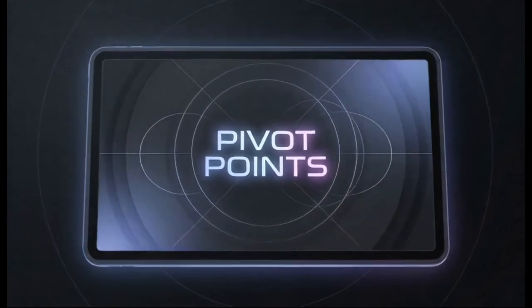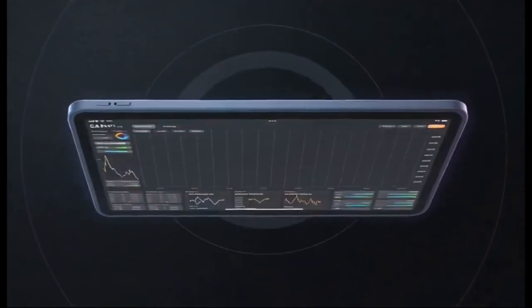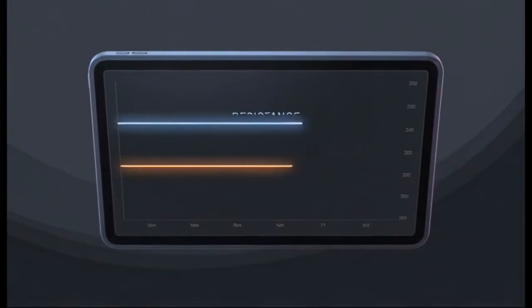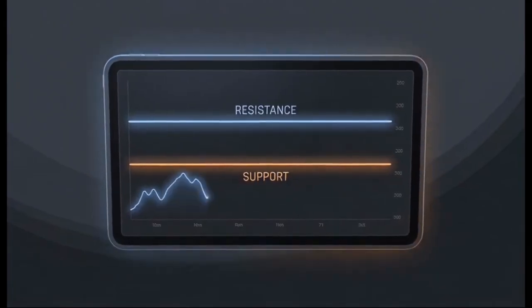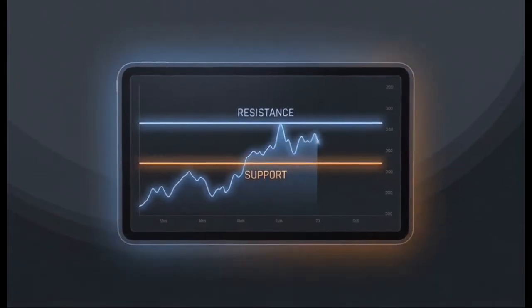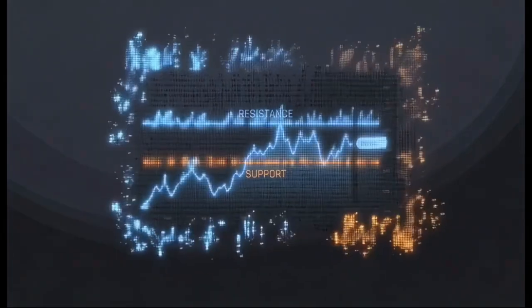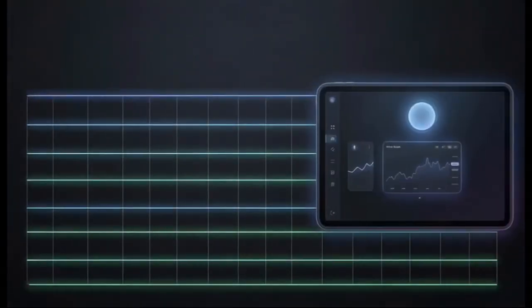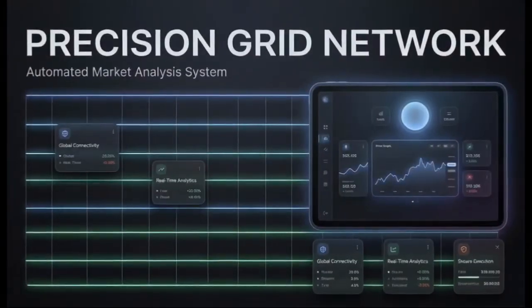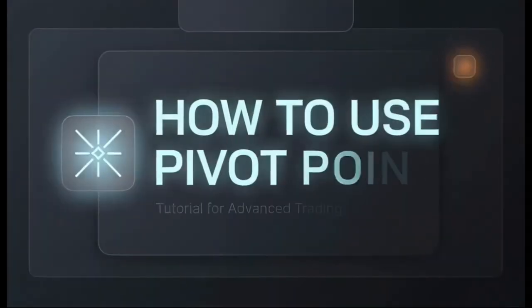Pivot points. If you've ever wondered how professional day traders seem to know in advance exactly where price will stall or bounce, this is one of their secrets. Pivot points are pre-calculated support and resistance levels, worked out before the trading day even begins. No guessing, no drawing by hand. The levels are just there, waiting. Let's learn how to use them properly.